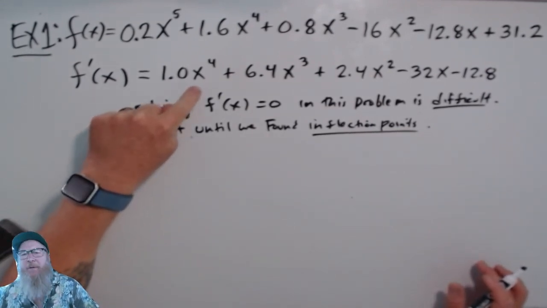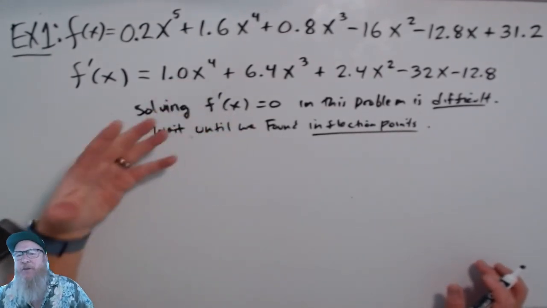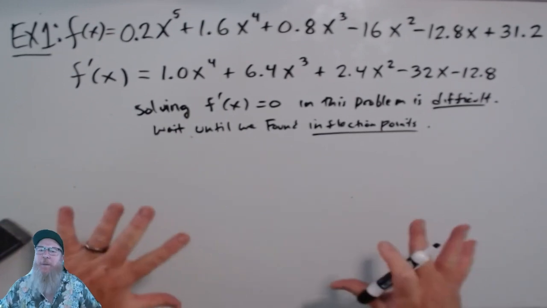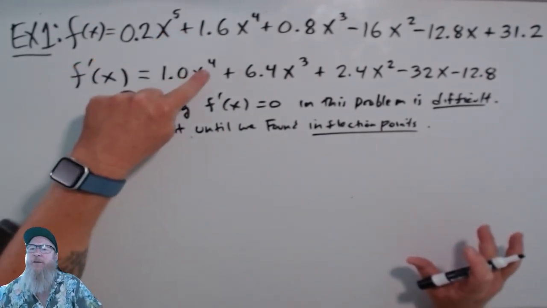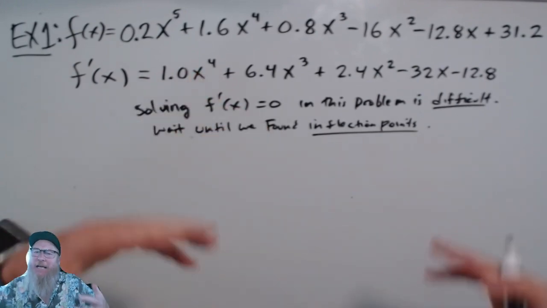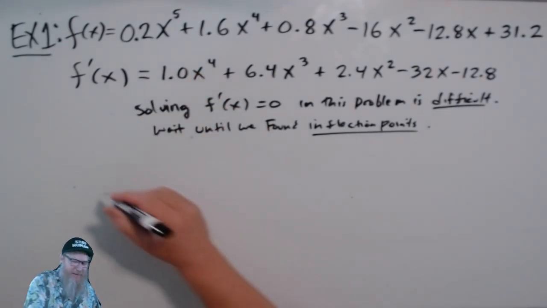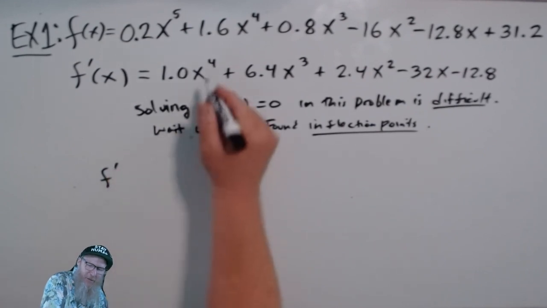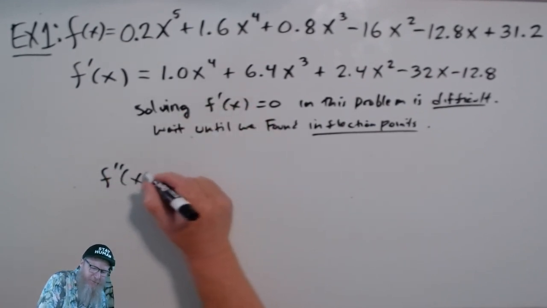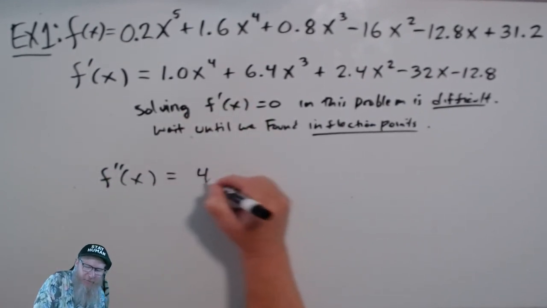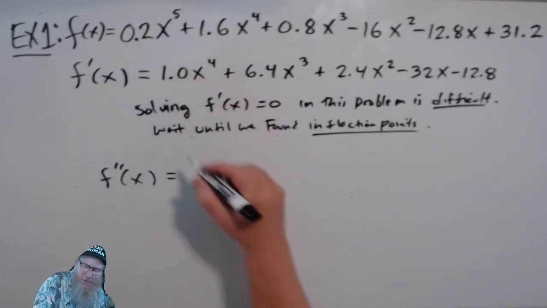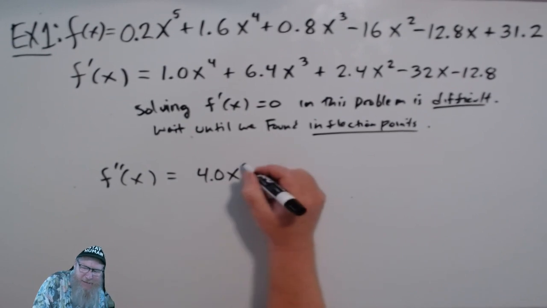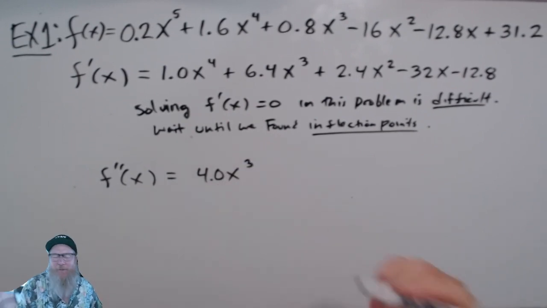One of the primary uses of the derivative is to reduce the power of a polynomial. So if you start with a fifth degree, you take its derivative, you get a fourth. Then you take the next derivative and you get a third degree polynomial. So the second derivative will be 4 times 1.0. So I could write 4.0 x to the third, or you could just write 4.